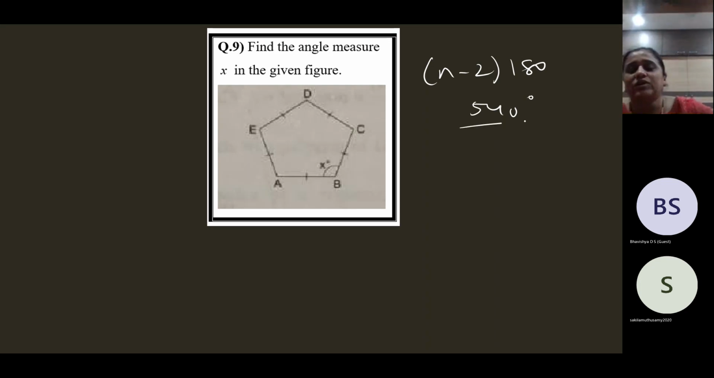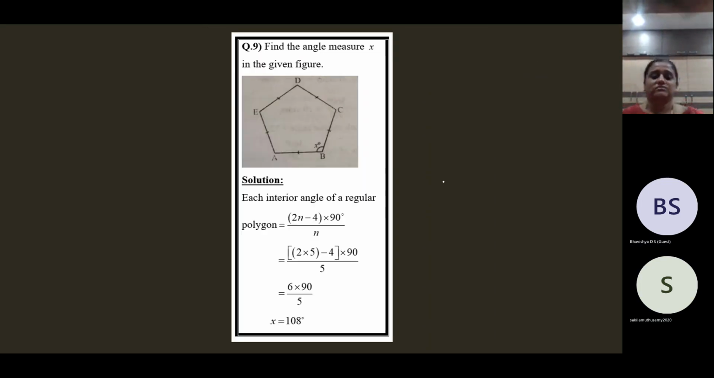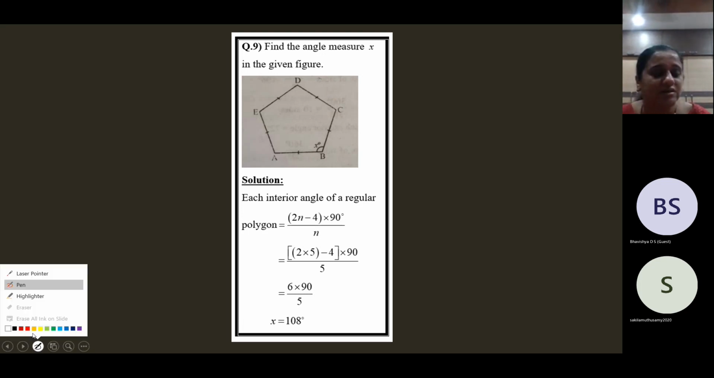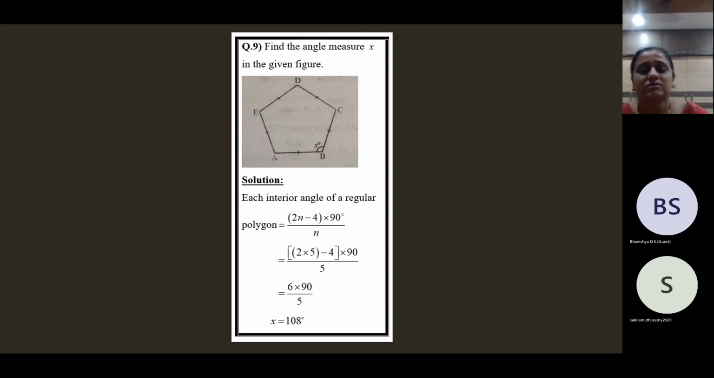So each angle will be 540 by 5. Yes, children. Or you can use this formula straight away: each interior angle is equal to n minus 2 into 180 by n. You write this one. I'll also correct the slide by the next class.